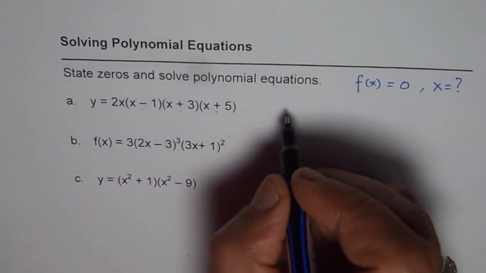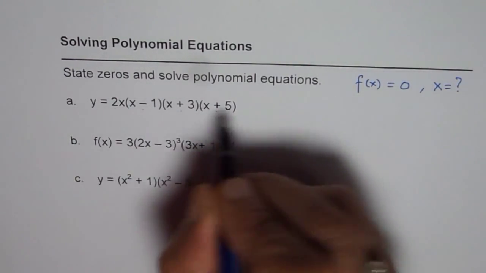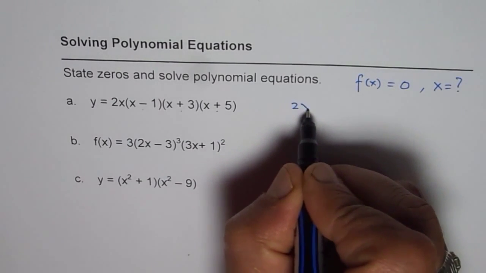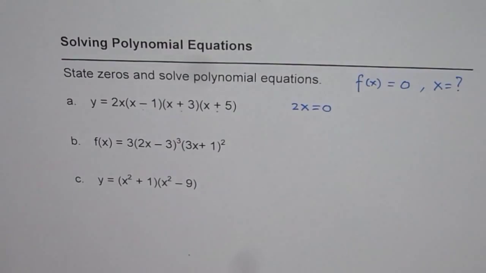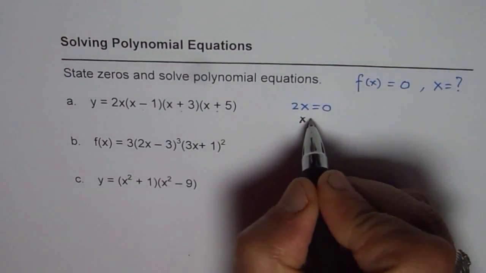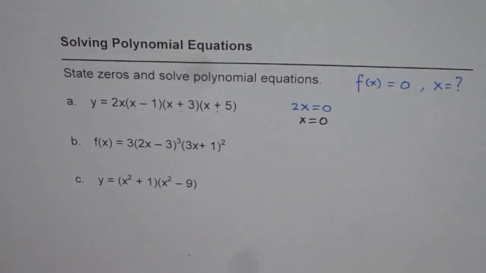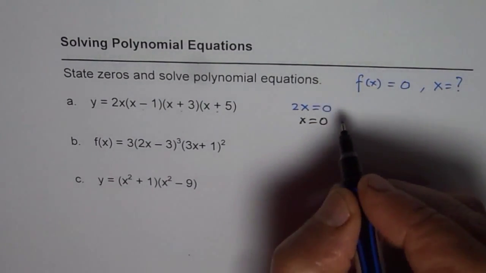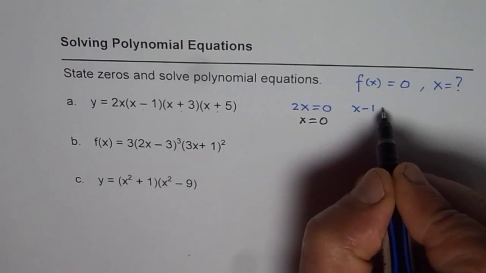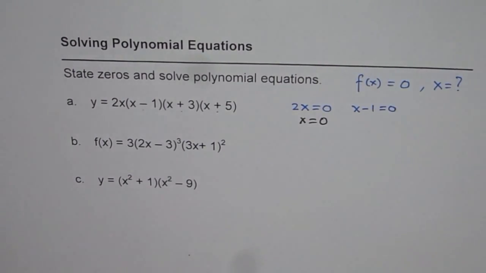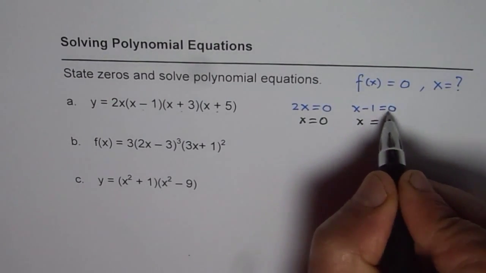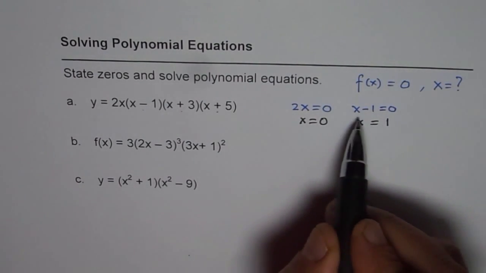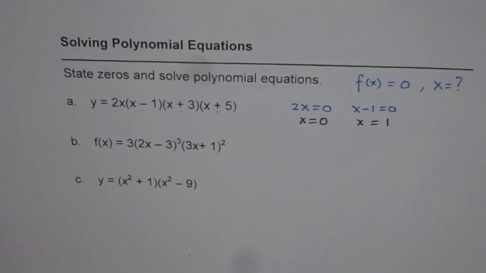So the first zero is at x equals 0. We can find it by equating 2x equals 0. If I write 2x equals 0, I get the value of x as 0, correct? So we get x equals 0. So that is the first zero. Then the second factor is x minus 1. Let us equate it to 0. Then the solution is x equals 1, right? For x equals 1, 1 minus 1 will be 0.